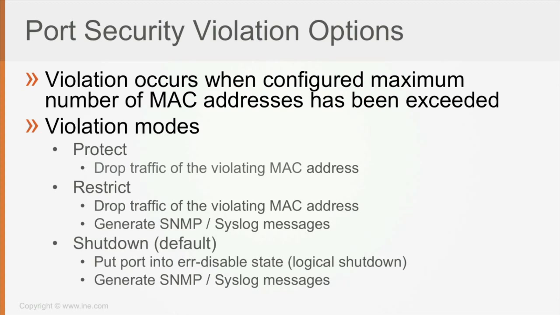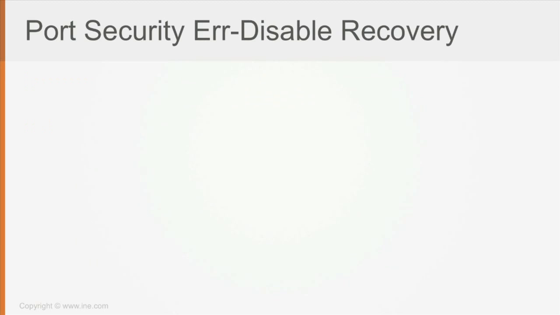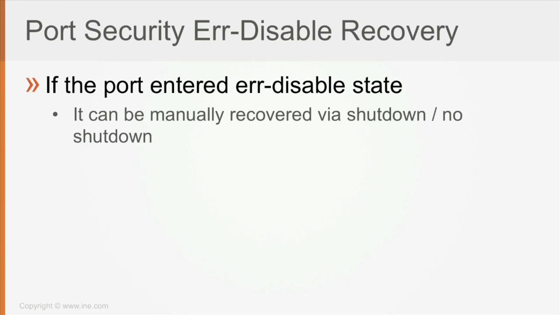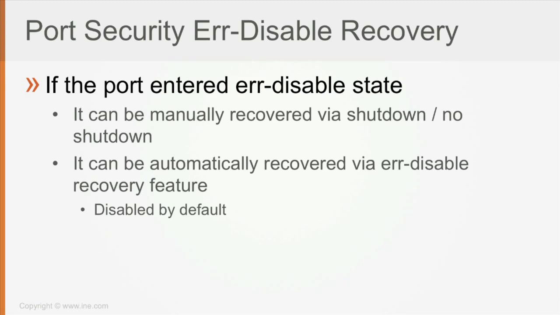Now, if you want to recover the port from error disabled state, you have a couple of options. Either you go and manually shut the port, or you can configure the error disable recovery feature, so in that case the switch is going to recover the port automatically on the configured interval, which can be whatever number of minutes.